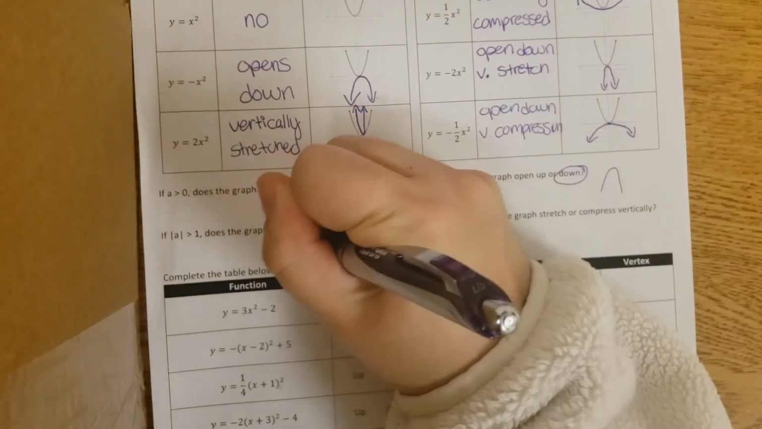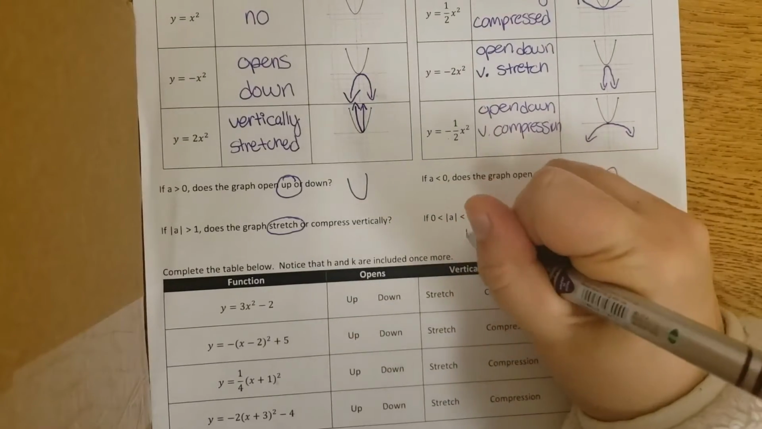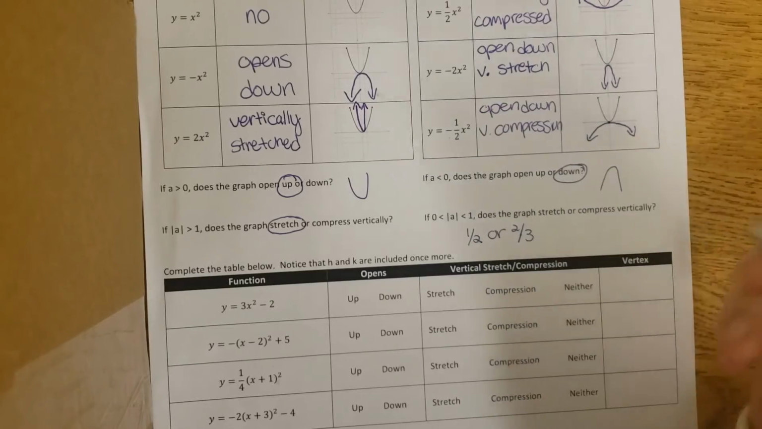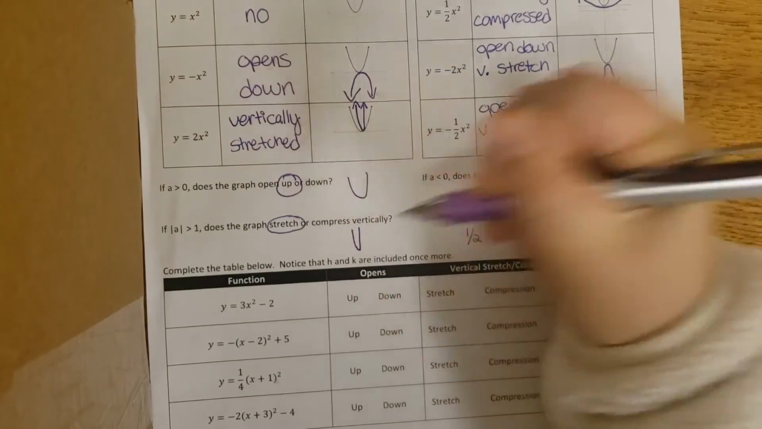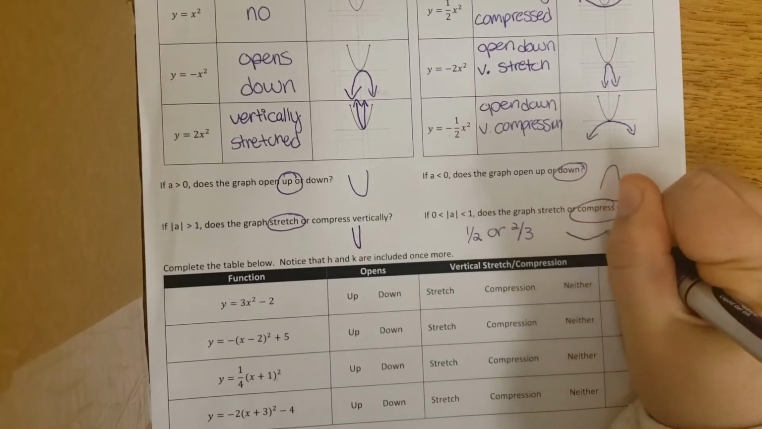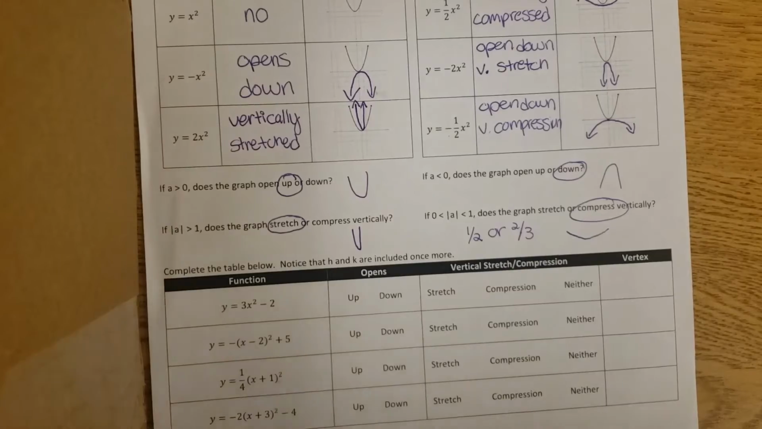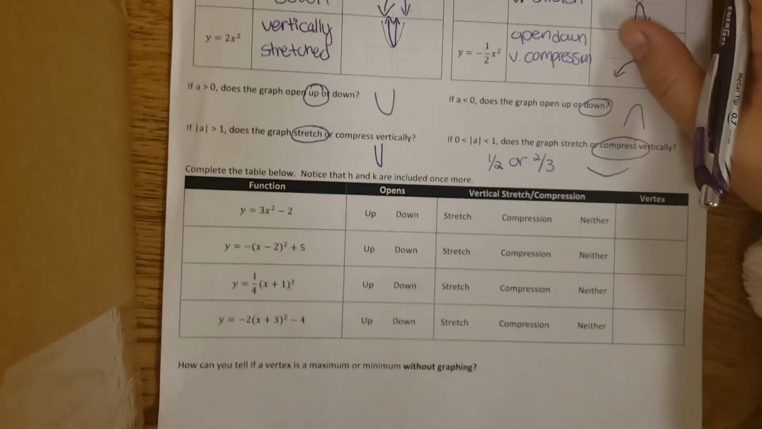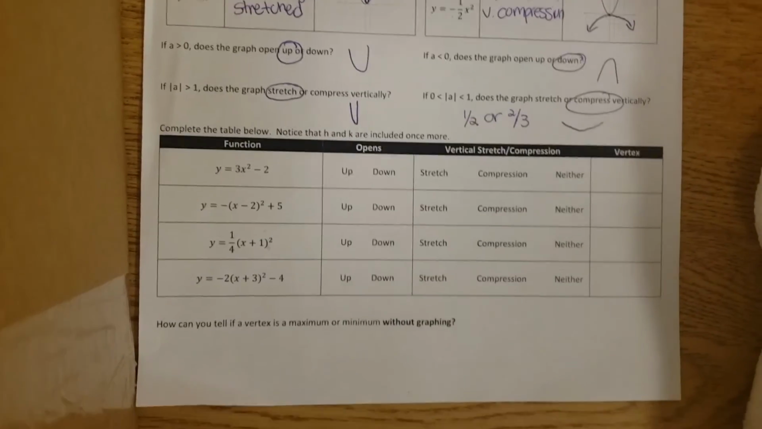It stretches. And if a is between 0 and 1, so something like 1/2 or 2/3, that is a compression. It gets shorter and fatter. So something skinnier versus something shorter and fatter. So the next thing we're going to do is fill in this chart to practice identifying what different a values do. But we're also going to remember yesterday when we found the vertices of each function based on the equation.